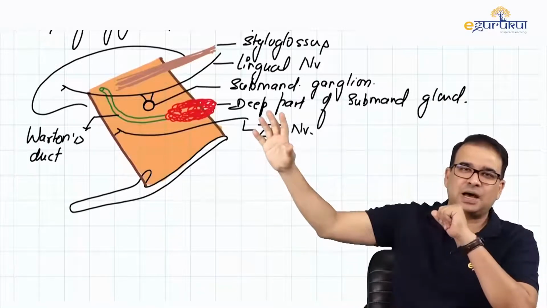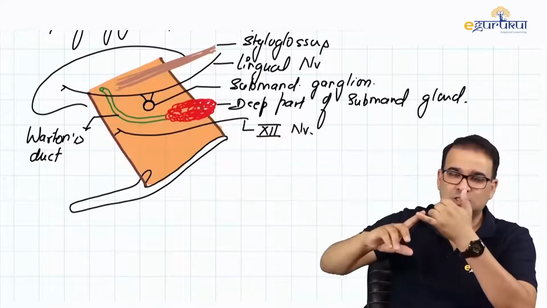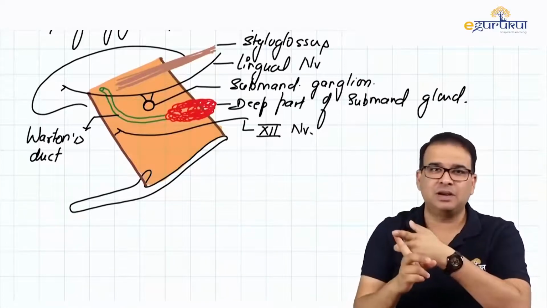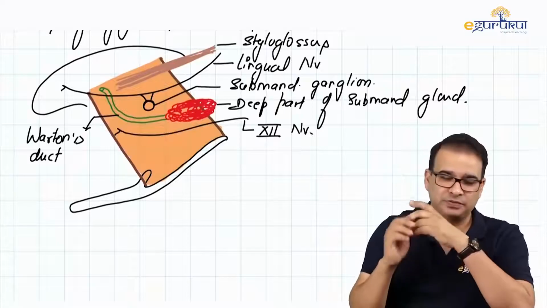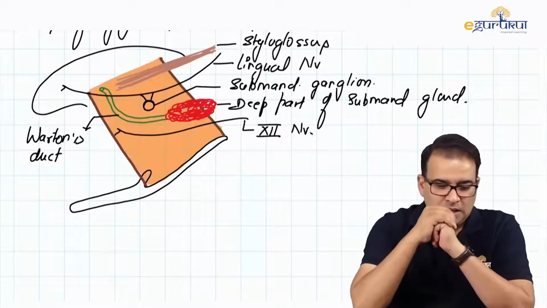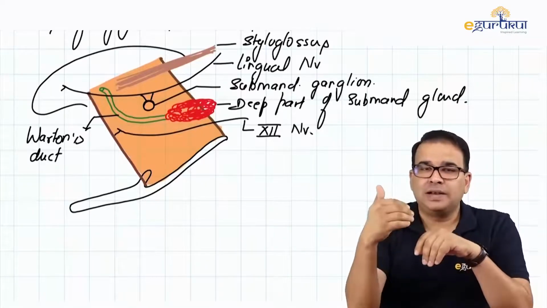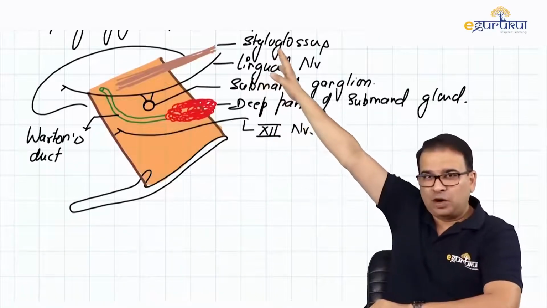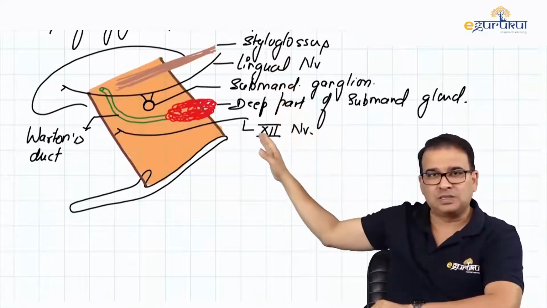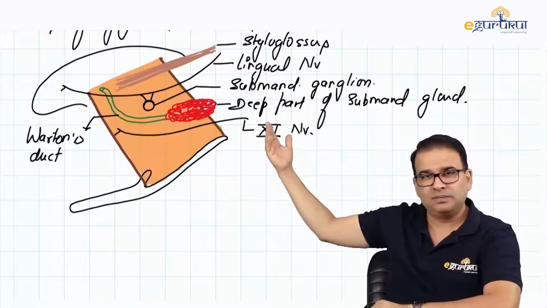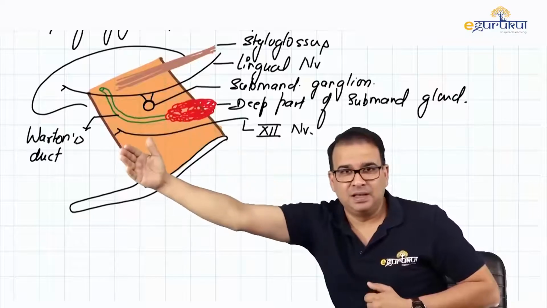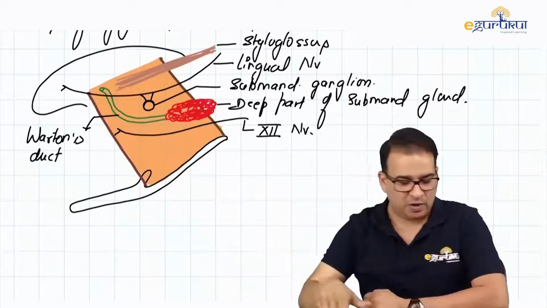So these structures are present superficially, guys: styloglossus muscle, lingual nerve, submandibular ganglion, deep part of the submandibular gland with its duct, and hypoglossal nerve. Now the question is, what structures are present deep to hyoglossus? We already said whatever is present superficial to hyoglossus is deep to which muscle? Mylohyoid. The mylohyoid muscle will be covering it from the outside. So all these structures are present deep to mylohyoid.